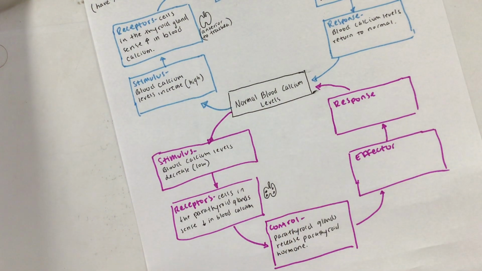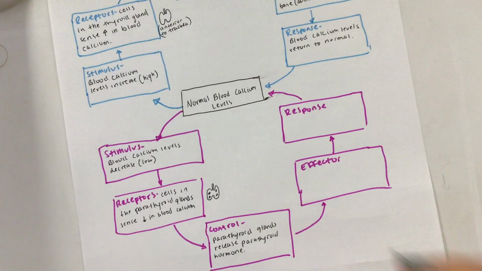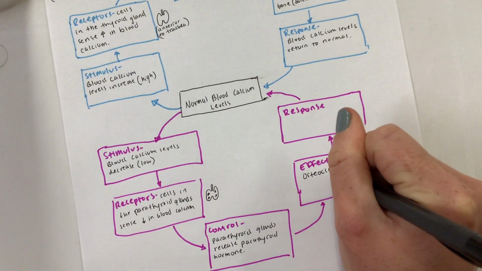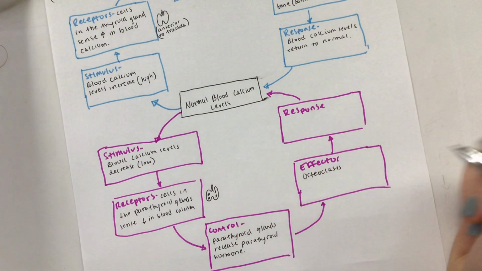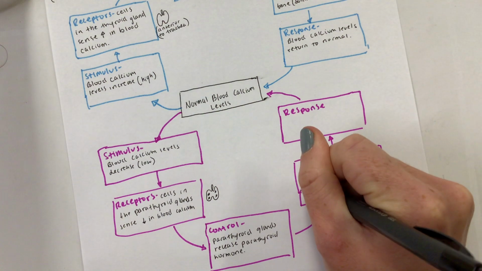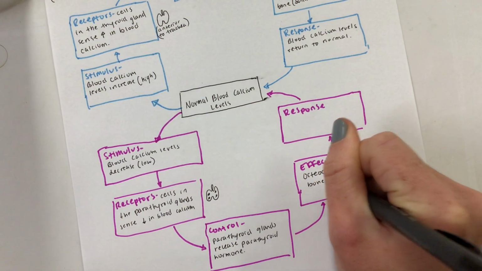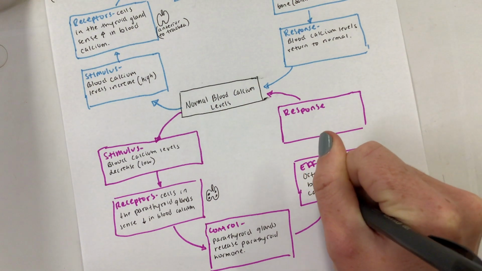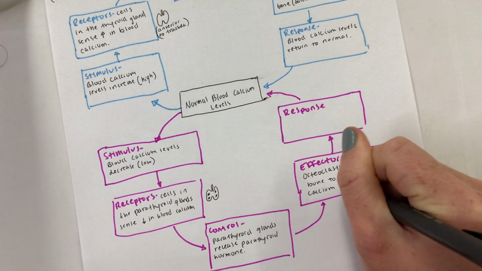Now, parathyroid hormone is going to again travel through the blood just like calcitonin did, and it's going to go to the bones to a slightly different effector. It's going to go tell the osteoclasts to break bone, to release calcium into the blood.